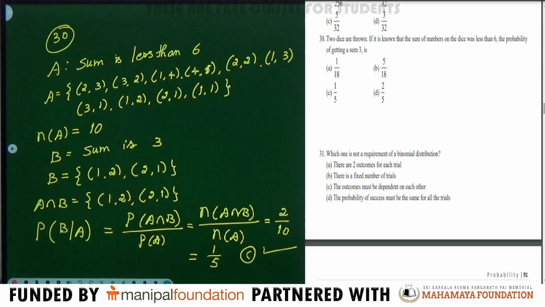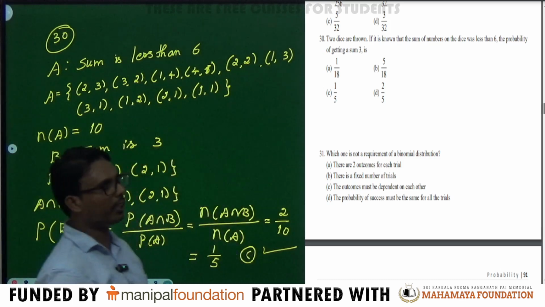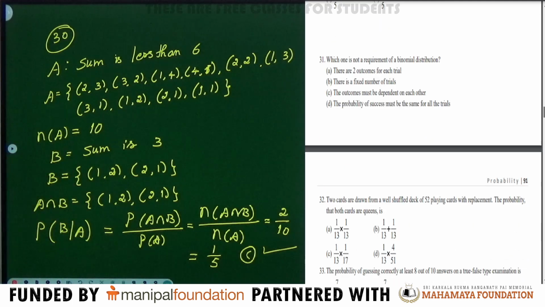Next, question number 31 is out of syllabus. It is binomial distribution. You don't have the concept of binomial distribution.